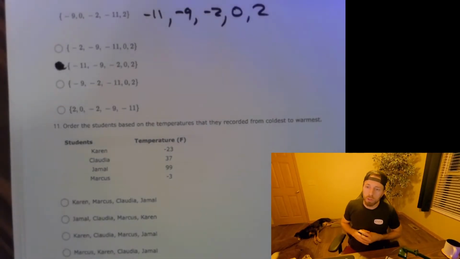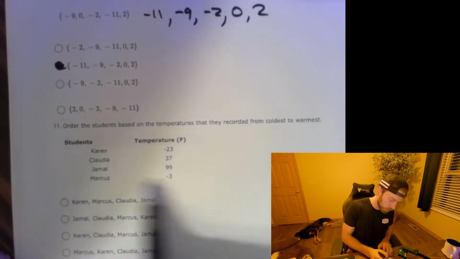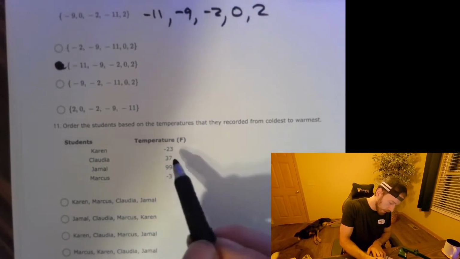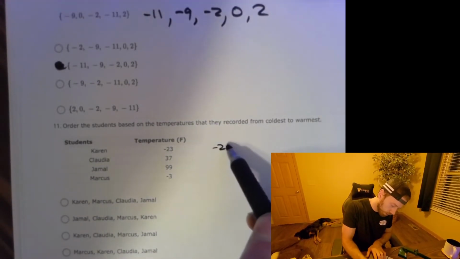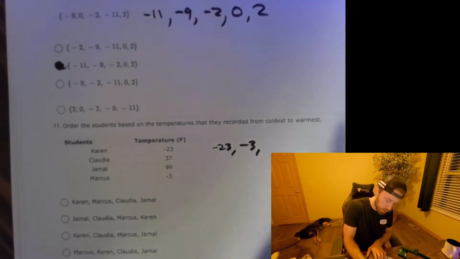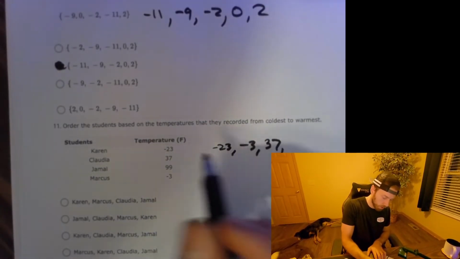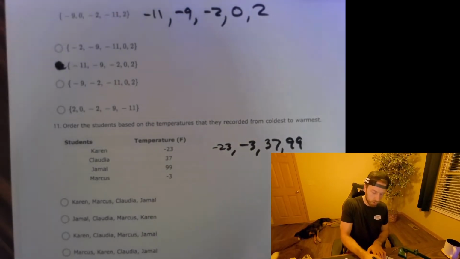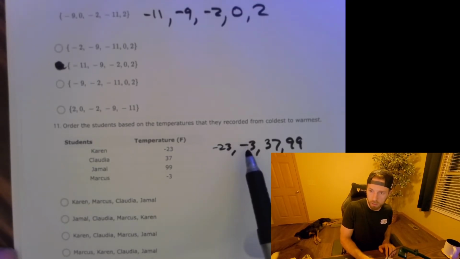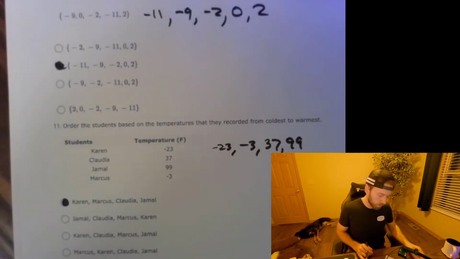Number 11. Order the students based on the temperatures that they recorded from coldest to warmest. So we want the smallest to largest here. The smallest number on this list is Karen at -23. I'm just going to break the numbers out here to the side. Then the only other negative number is -3, which is almost a 0. We're getting bigger. Claudia at 37, and these are just regular whole numbers, so then they're going to go on over from least to greatest as well. So there's your order. But we need their names. So we're going to have Karen, Marcus, Claudia, Jamal. Karen, Marcus, Claudia, Jamal is going to be that answer right there.